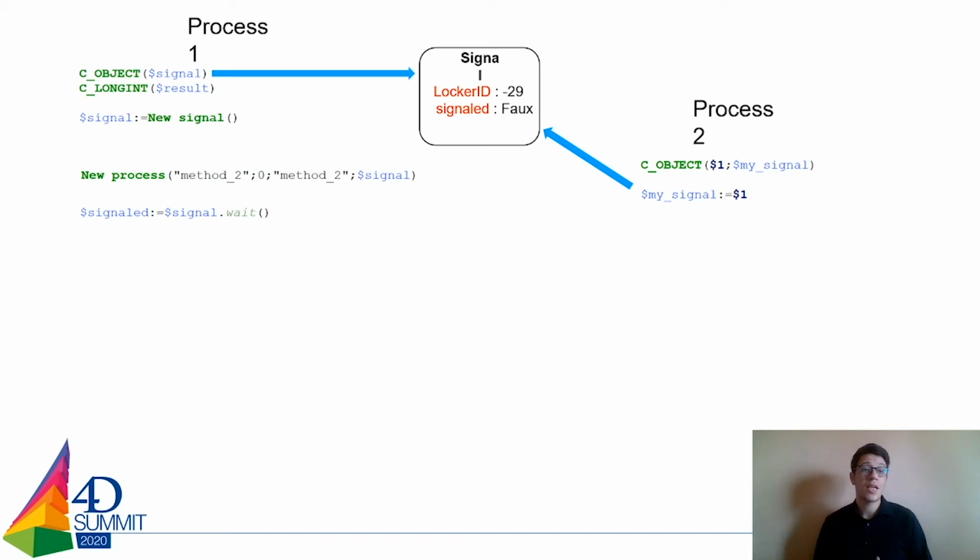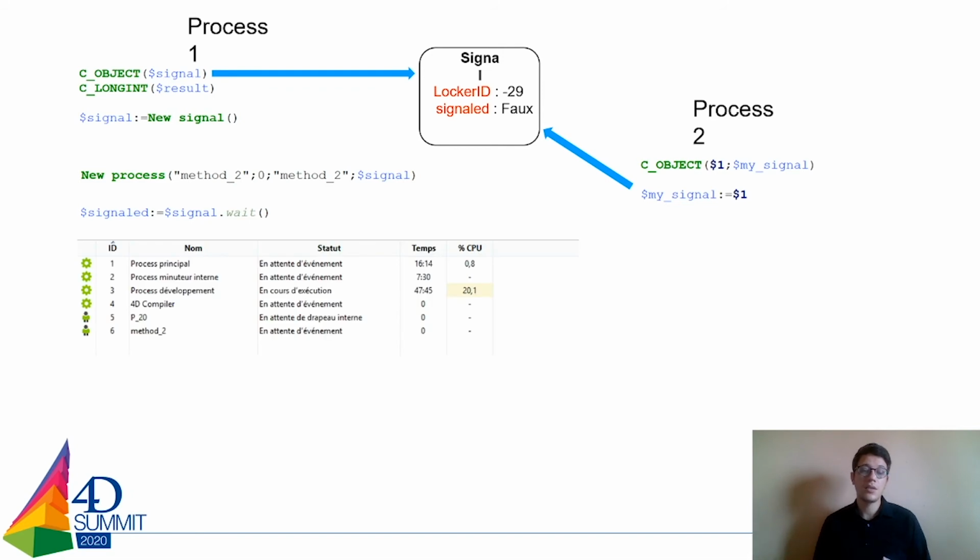So this allows us to schedule our processes. Here typically we say that we do not want to continue executing our code until process 2 has been executed, and we will see what is the code inside our second process. Just a reminder here, when we are waiting for this signaled property to pass to true, you see here that our process is flagged as waiting for internal flag, and it is not consuming CPU time. Again, it is good for performances.